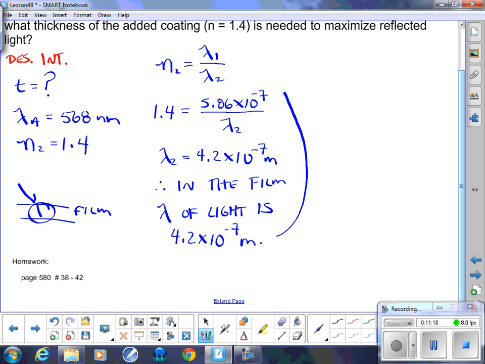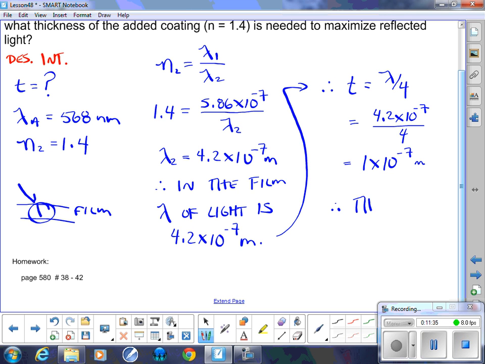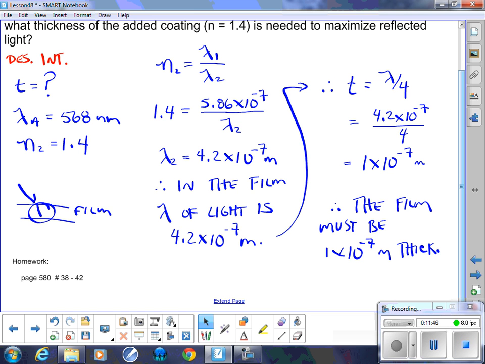So, continuing up here, our thickness has to be lambda over 4, which means that 4.2 times 10 to the negative 7, we're going to divide by 4, and we're going to end up with 1 times 10 to the negative 7 meters. So therefore, the film must be 1 times 10 to the negative 7 meters thick. So, a fairly thin film.